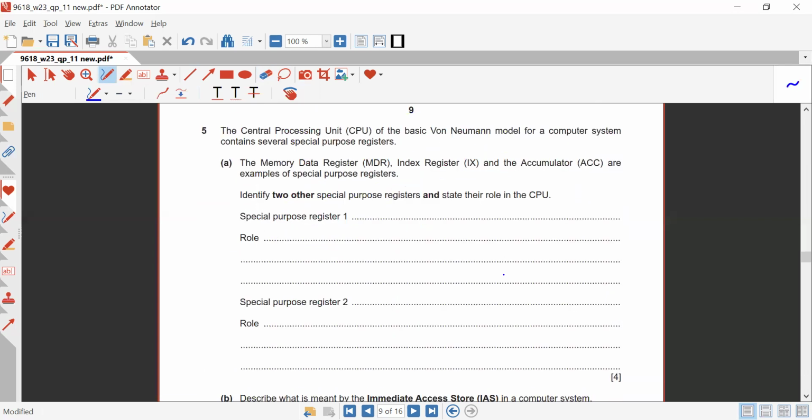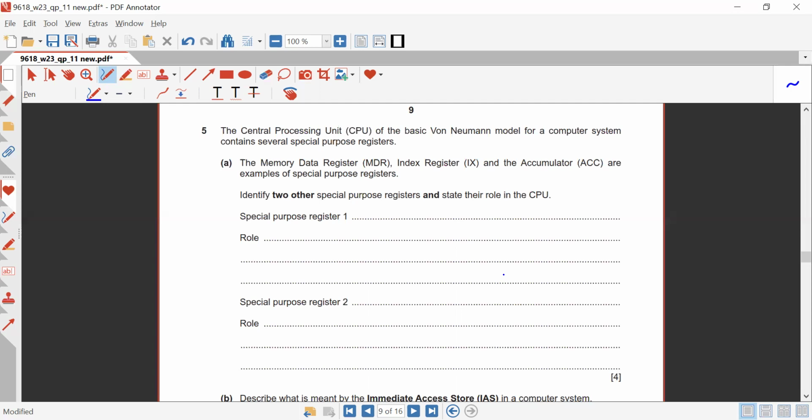Okay, now they are saying question number 5. For question number 5, they are saying a central processing unit, CPU, of the basic von Neumann model for a computer system contains several special purpose registers. The memory address register MAR, index register IX, and the accumulator ACC are examples of the special purpose registers. Define two other special purpose registers and state their role in the CPU.